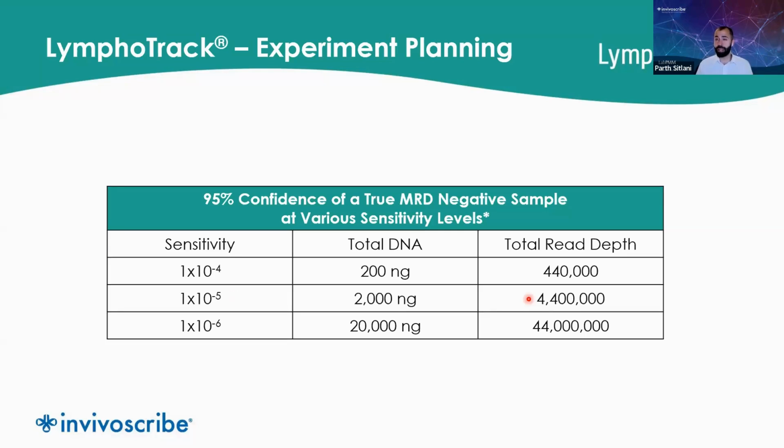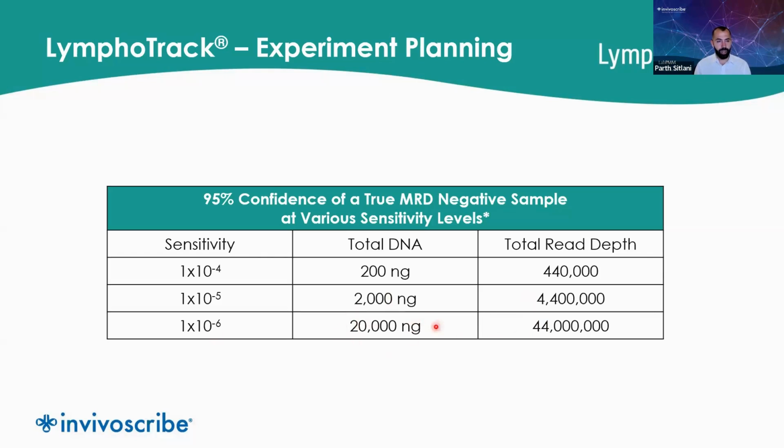We only needed 20,000 to be able to pick out the clonal rearrangement from the polyclonal background, but now we are looking at that polyclonal population in a potentially negative sample and trying to pick out that sample that we know is a clonal rearrangement. 10 to the minus 6 is, of course, possible with the LymphoTrack MRD platform.